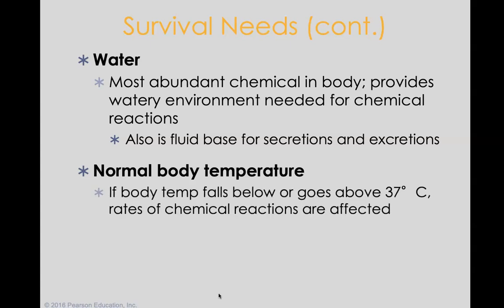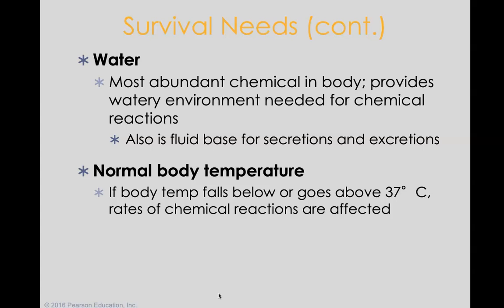Normal body temperature. If the body temperature happens to go above or below 37 degrees Celsius, which is our average body temperature, then the rates of chemical reactions that are happening in your body will be affected. If the temperature goes too far above 37 degrees Celsius, the chemical reactions are happening so fast, or if it goes way below 37 degrees Celsius, the chemical reactions are happening so slowly that your cells aren't able to carry out all their functions. So again, that's why we carry out normal body temperature.